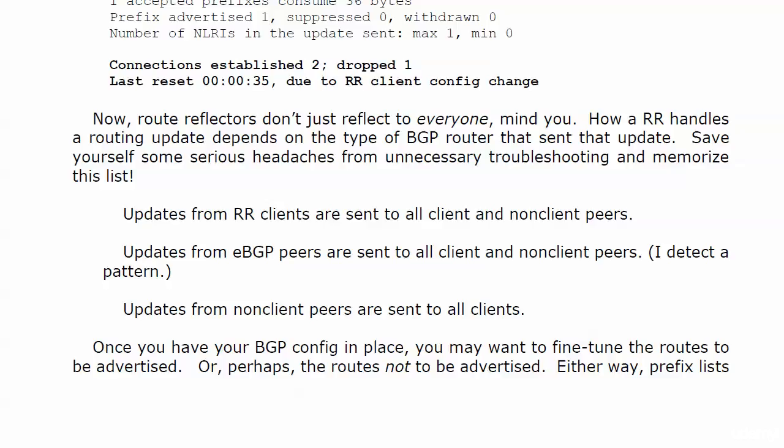Now, once you have your BGP config in place, and we've done a really good job up to this point, you may want to fine-tune the routes that you want to advertise. You may want to fine-tune the routes that you don't want advertised. And either way, prefix lists really help, and they're coming up next.